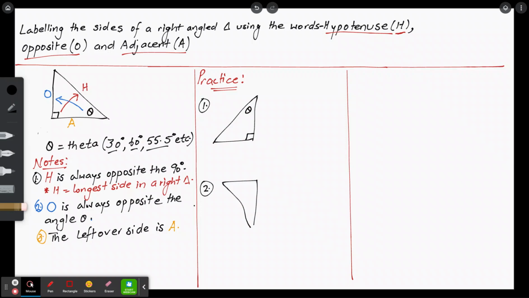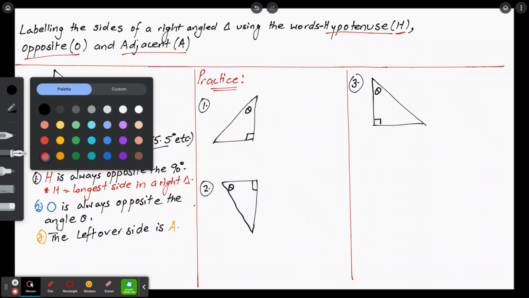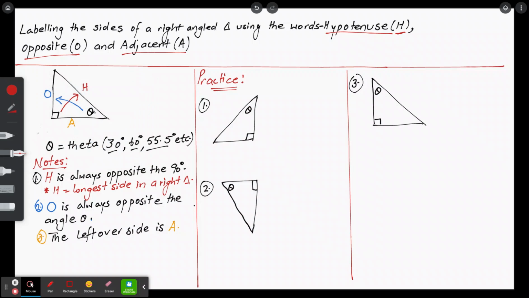Okay, and I am going to keep my theta here this time. So let's try to draw one more. I'll draw it like that. But this time, rather than my theta here, I'm going to put my theta up on the top again. And then I'm going to label the sides of those 3 triangles using the letters O, A, and H.